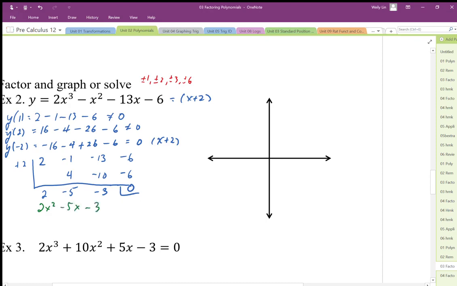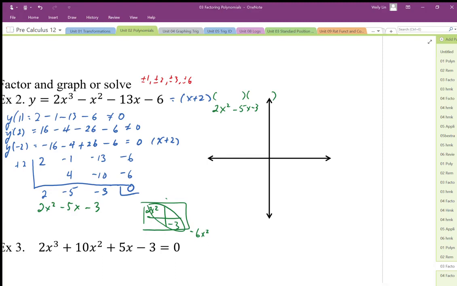I still need to factor this. So this is 2x squared minus 5x minus 3. We need to break that down into its linear factors still. So I'm going to use my little grid here. 2x squared, minus 3. I know this diagonal product of negative 6x squared helps me get the split of negative 5. So it's going to be negative 6, positive 1. So here we end up with negative 3, x minus 3.